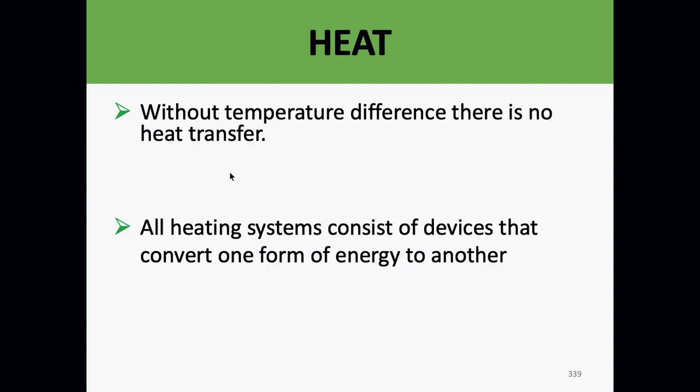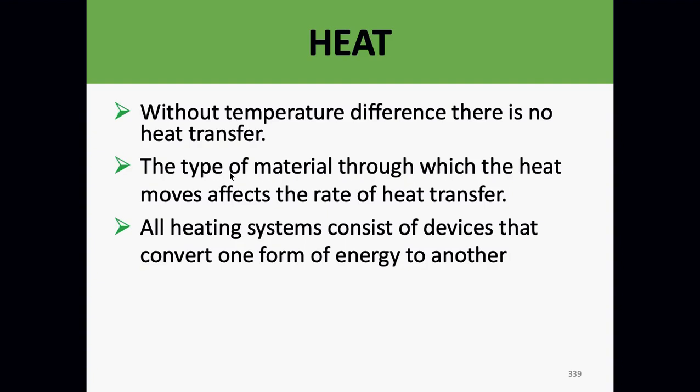All heating systems consist of devices that convert one form of energy to another. That's what we're doing. We're converting either fossil fuels, gas, or oil to heat. We're converting electric to heat. That's all we're doing with a heating system: converting one form of energy to another. The type of material through which heat flows or moves affects the rate of heat transfer. We've been talking about that.